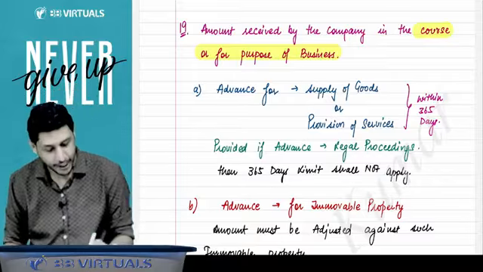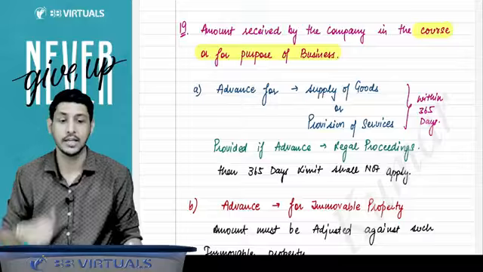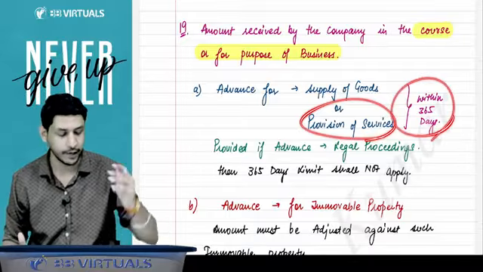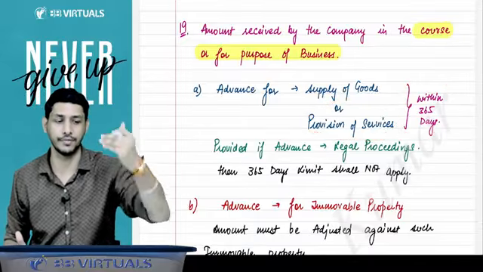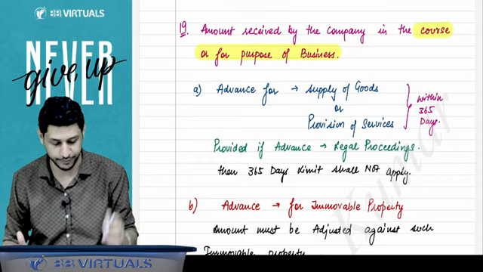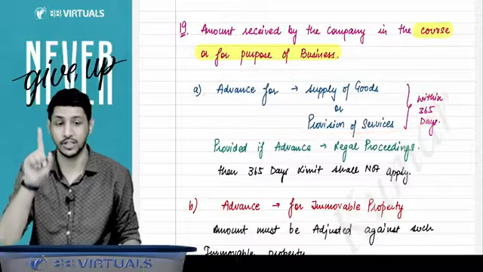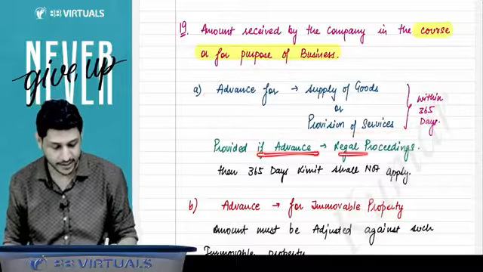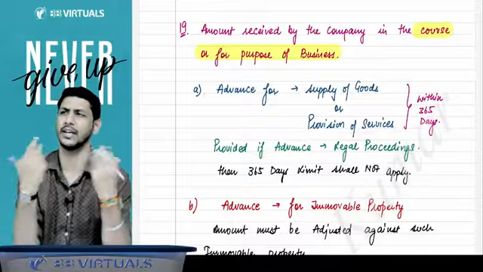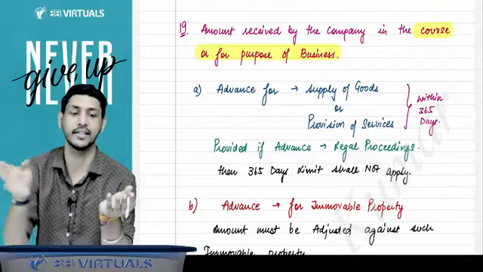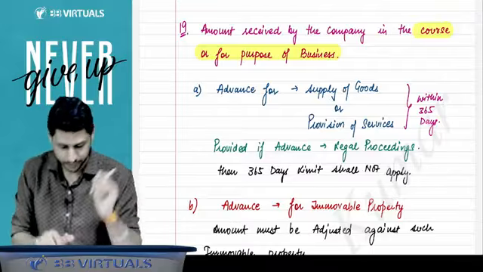For example, if a company receives any advance for the supply of goods or provision of services, that we will give you this service within 365 days, we will provide you these goods within 365 days, that amount shall not be considered a deposit, provided the advance is not subject to legal proceedings. Let's say some dispute arises and there is some legal proceeding going on, then the 365 days limit shall not apply.